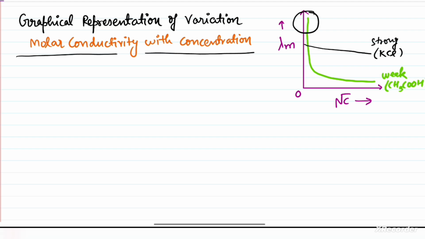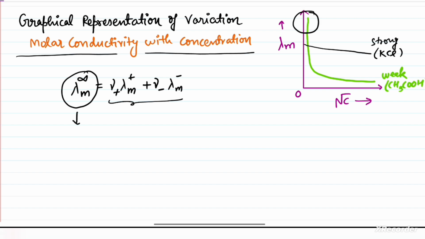Kohlrausch law states that the limiting molar conductivity of an electrolyte can be represented as the sum of the individual ions. If I represent limiting molar conductivity as lambda m infinity, it is represented as the sum of lambda m of positive ion plus lambda m of negative ion. It means when we sum the contributions of the ions of a weak electrolyte, then we can calculate lambda m infinity. This is called limiting molar conductivity. This term is very important.